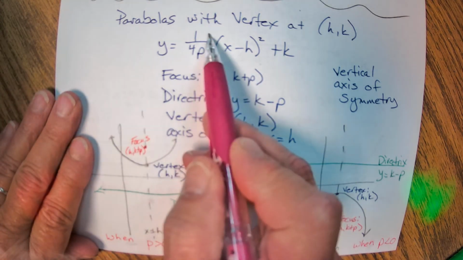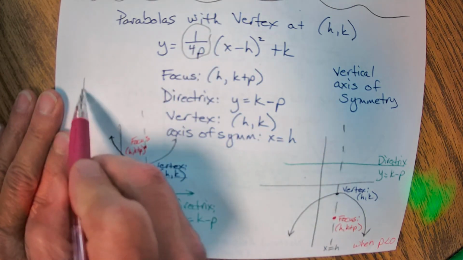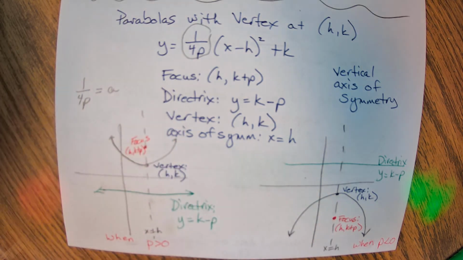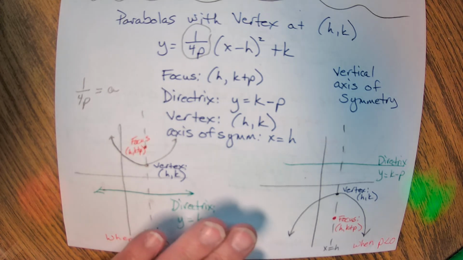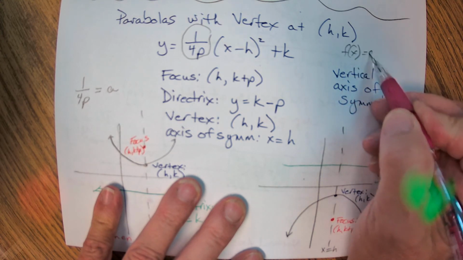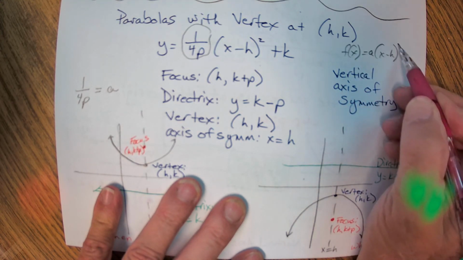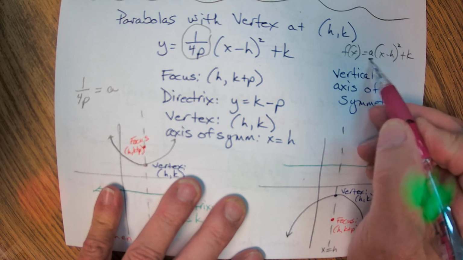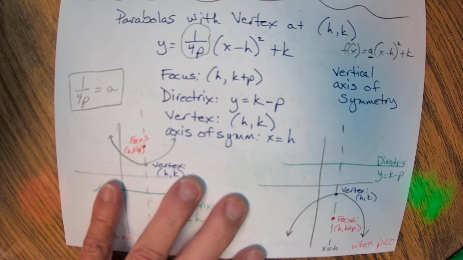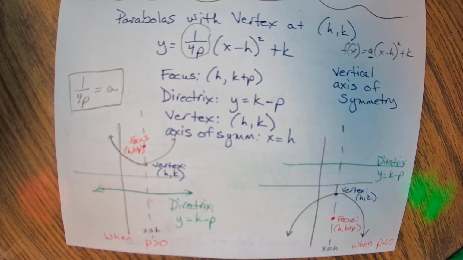Notice that this 1 over 4p is equal to a. And the vertex form of a quadratic function was f of x equals a times the quantity x minus h squared plus k. So this time a equals 1 over 4p. All right, so you're going to want to write all that down.